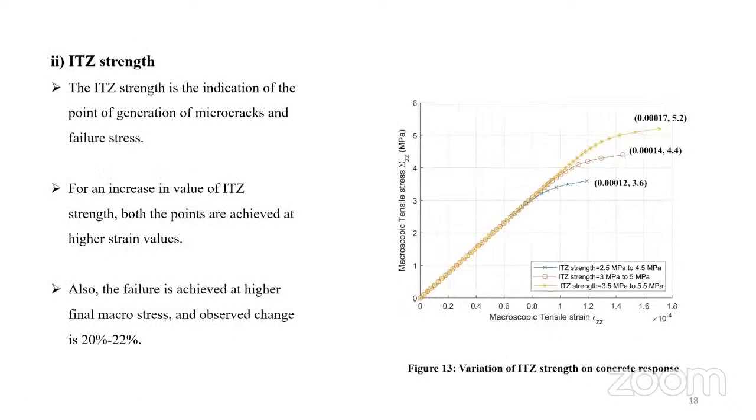The next parameter considered is the strength of the ITZ layer. The layer's strength decides the point of initial and final cracking. The stronger the layer, the higher will be the final stress and strains for the material. This is observed in this result. It is observed that for a change in ITZ strength of 0.5 megapascal, the final stress increases approximately by 20 to 22%.